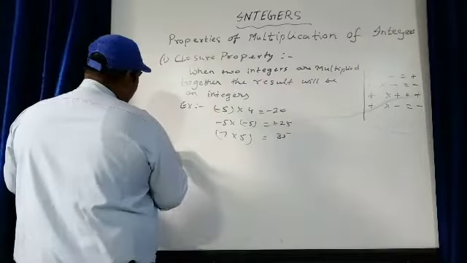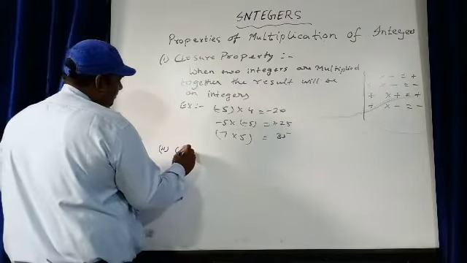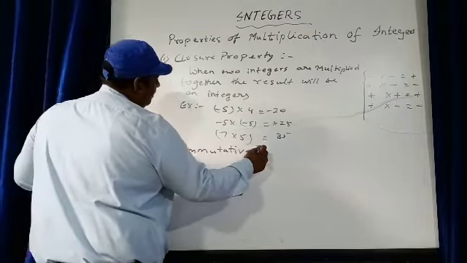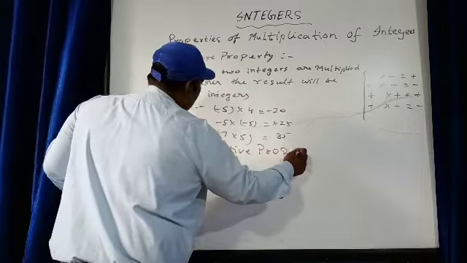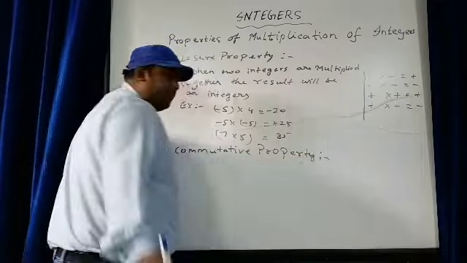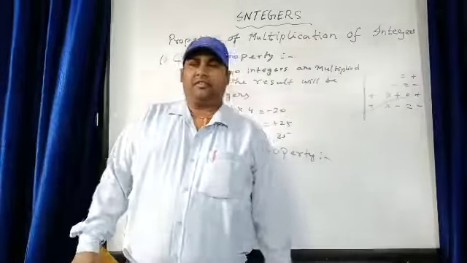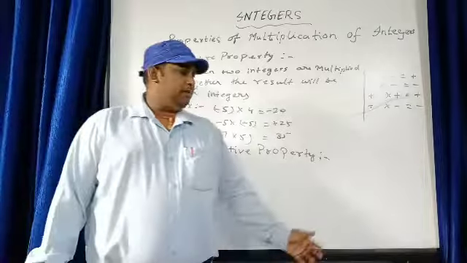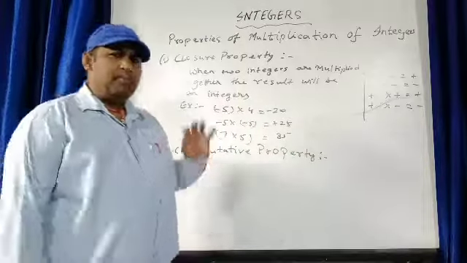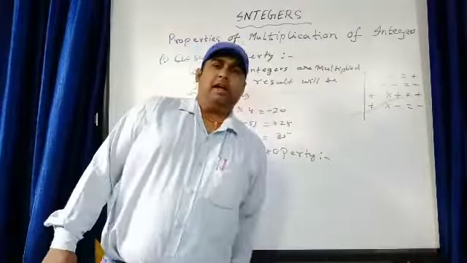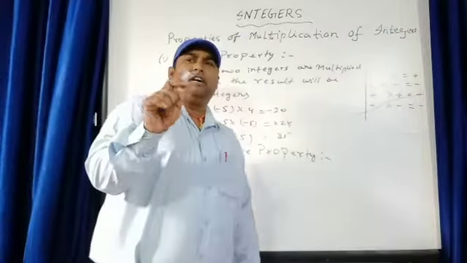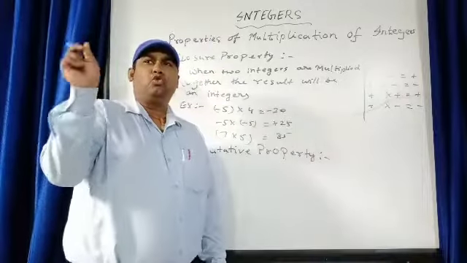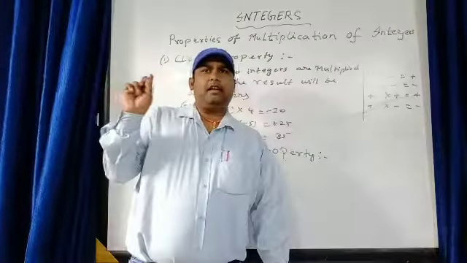Okay. Now second property, commutative property. What is the commutative property, friend? We have learned it in addition and subtraction. In subtraction the commutative property does not exist, but in multiplication it exists. When you multiply two integers in any order, the result will be the same.